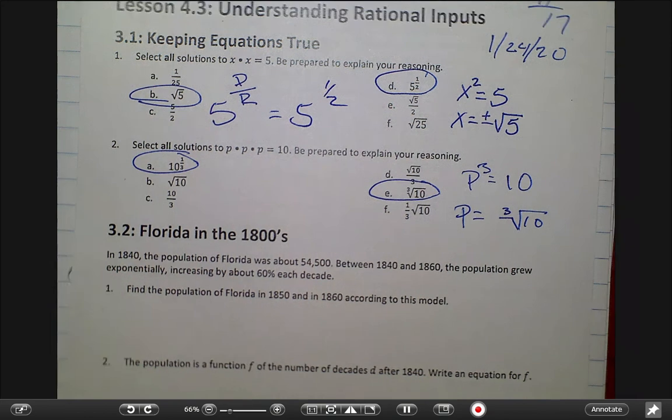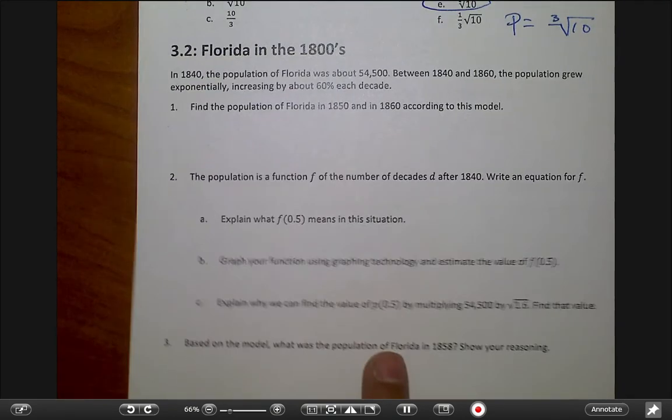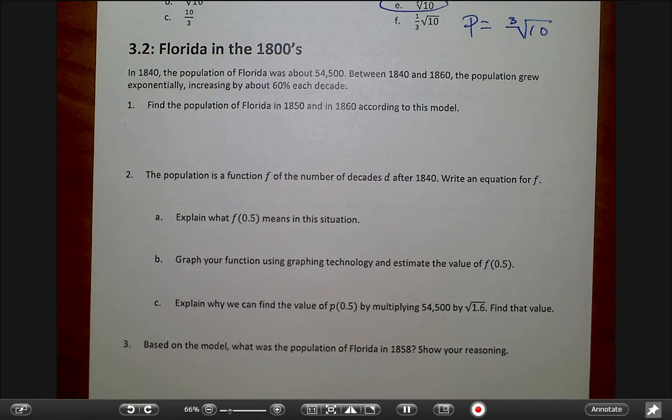Alrighty, so let's go ahead and I'm going to do the notes for this. So we got a lovely story for this one right here. It says, Florida man in 1840 by himself increased the population, which was 54,500. Between 1840 to 1860, he was able to make the population grow exponentially by 60% over a decade. Florida man. Do I need to say more?